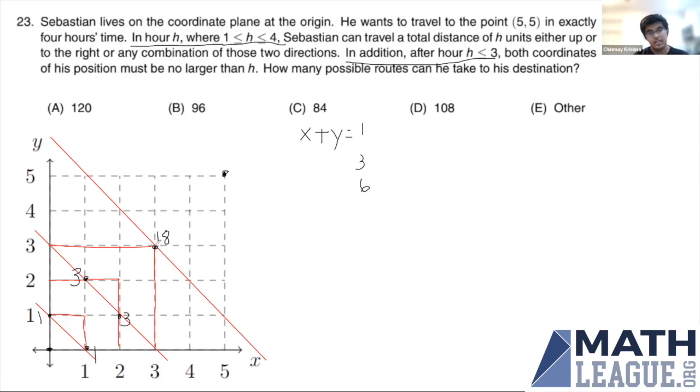And then finally, in the 4th hour, he wants to go up 2 and right 2. So there are 4 choose 2, or 6, ways to get from here to here. So we just multiply 18 by 6, and we get 108 ways to reach his destination in 4 hours, which is answer choice D.